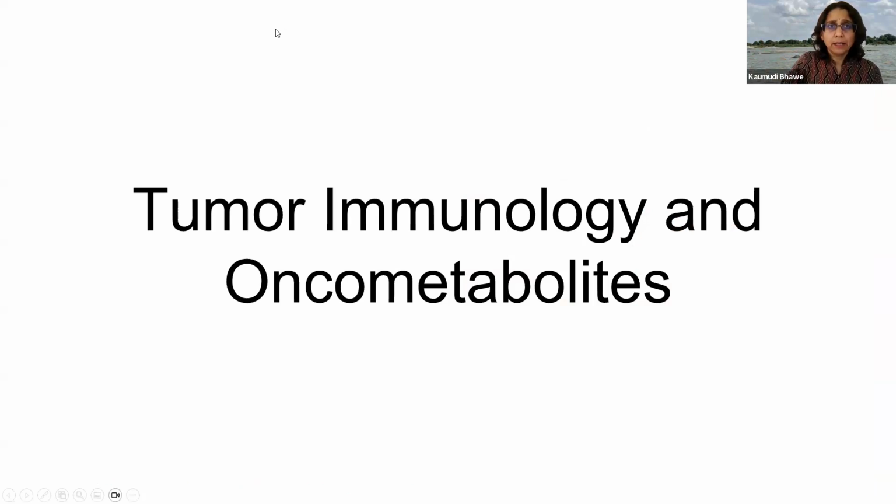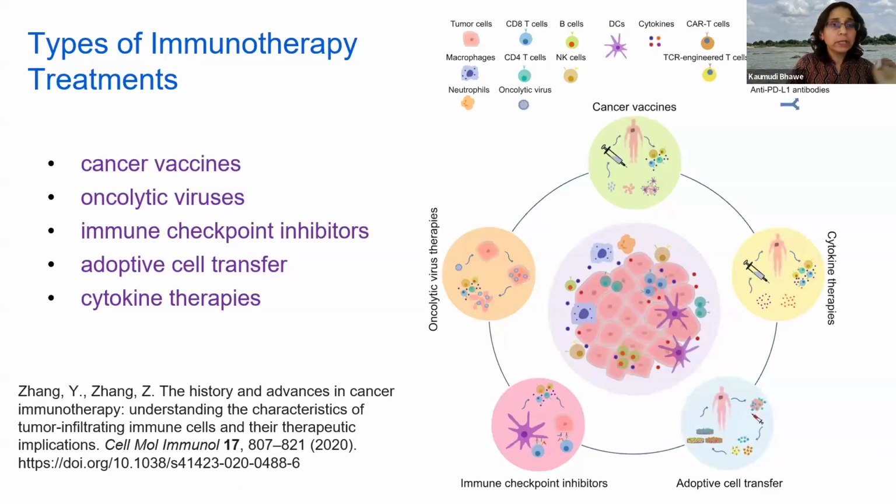And with that being said, let's look at tumor immunology and oncometabolites. So we went through the 3 landmark papers talking about hallmarks and how tumor immunology would be one component of the hallmarks. And so looking at that, there's so many different types of immunotherapy treatments out there now, right? We have cancer vaccines, oncolytic viruses, of course, immune checkpoint inhibitors that have now been around for quite some time. There's different cell therapy, adoptive cell transfer, sort of single patient type treatments.